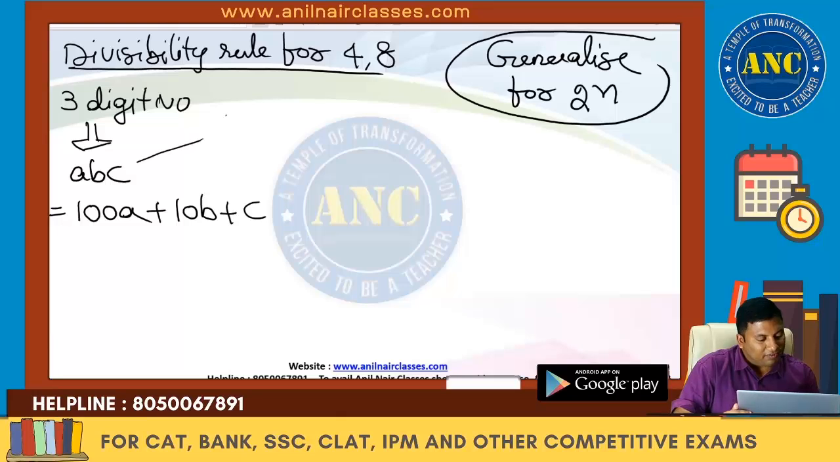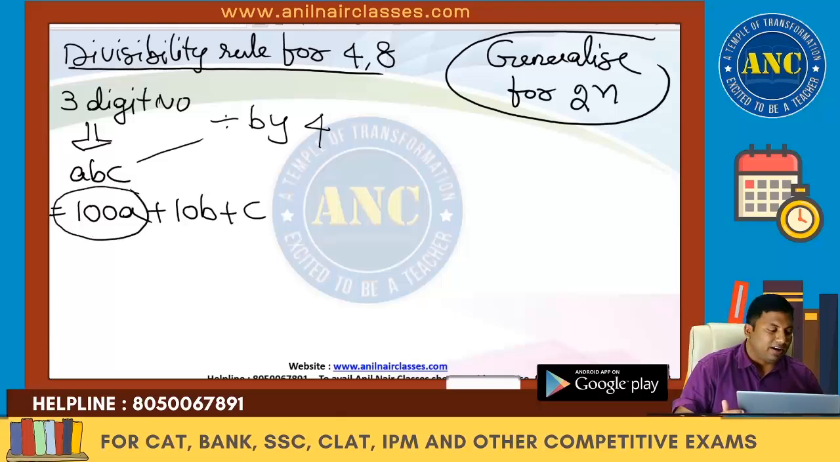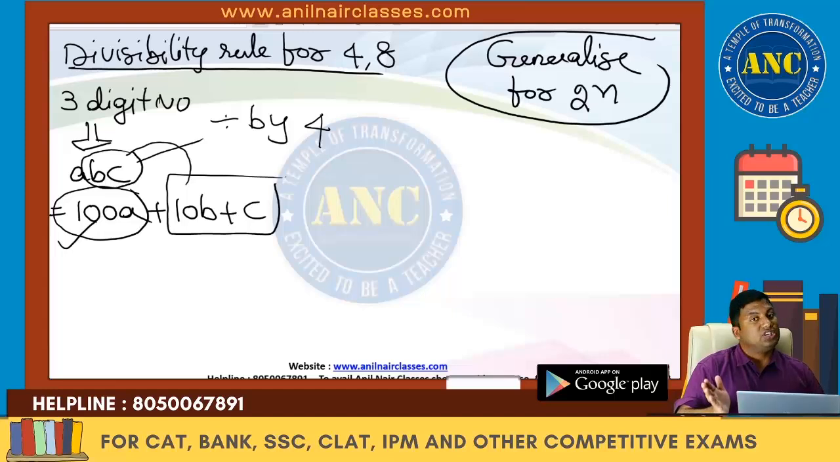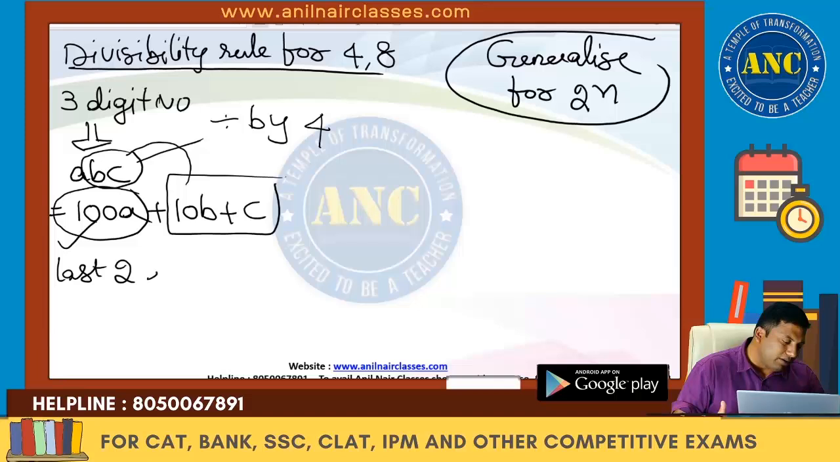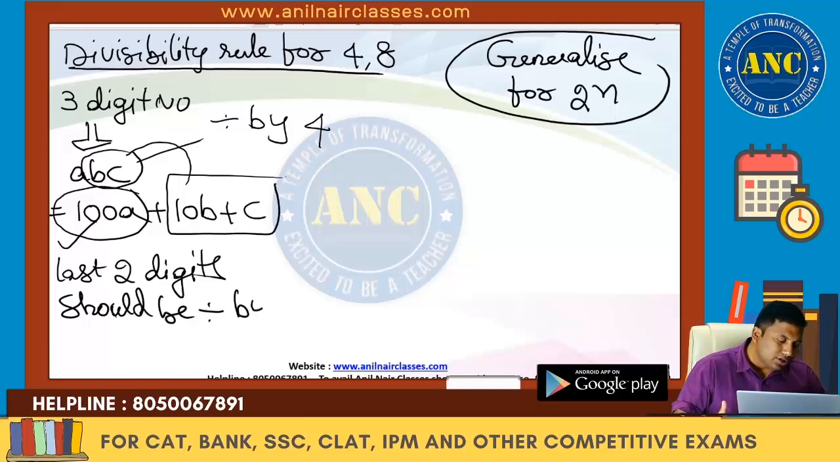Now if you see, if ABC is divisible by 4, 100 is nothing but 4 into 25. This is divisible by 4. So 10B plus C should be divisible by 4. 10B plus C is nothing but the last two digits. Yes or no? BC can be written as 10B plus C. That means for a 3-digit number to be divisible by 4, the last two digits should be divisible by 4. I hope the concept is clear.